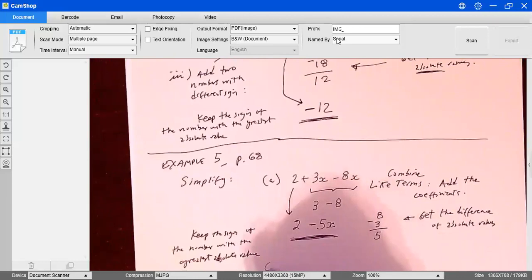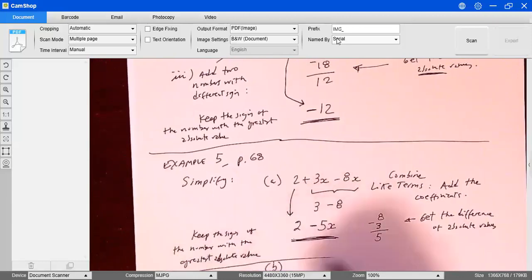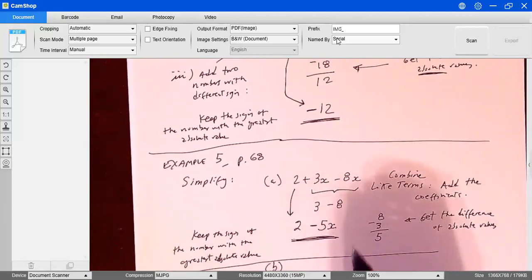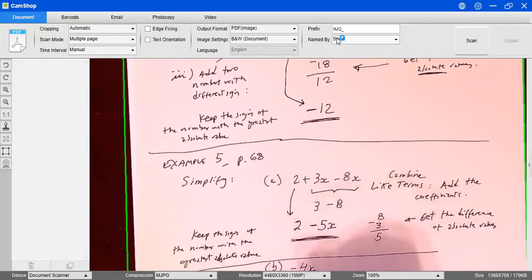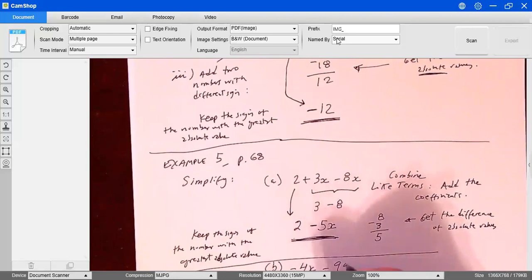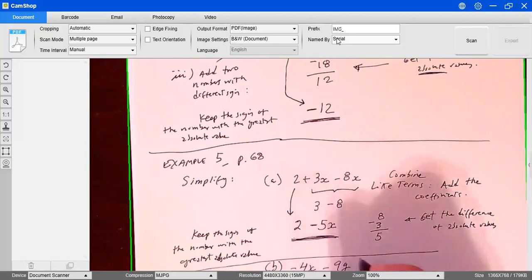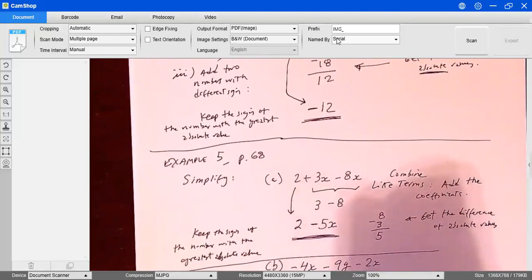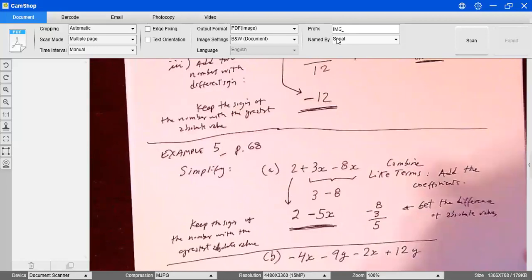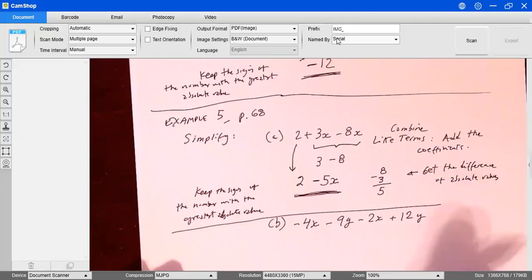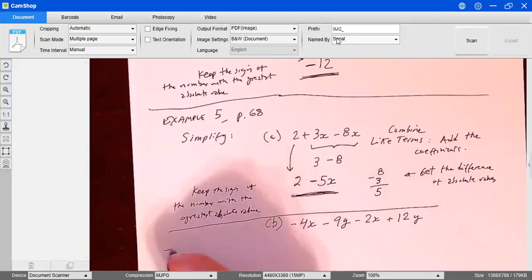Now part B. Part B is just negative 4x, negative 9y, negative 2x, plus 12y. So that's part B. So first we're going to group like terms.